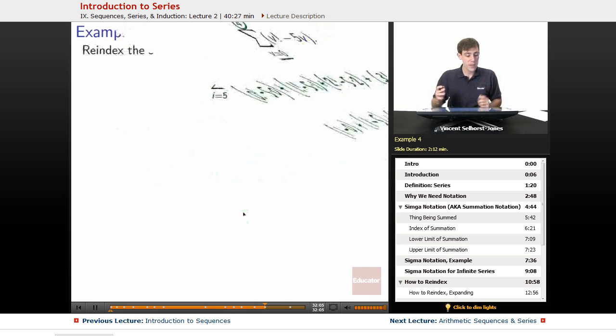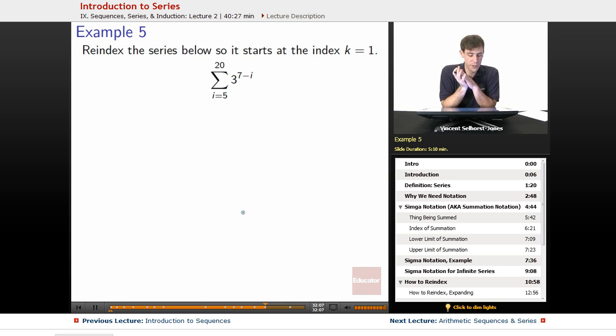Great. Fifth example, reindex the series below so it starts at the index k equals 1. So we're looking to swap the index I equals 5 out for k equals 1, but have the exact same value come out of the series, right?